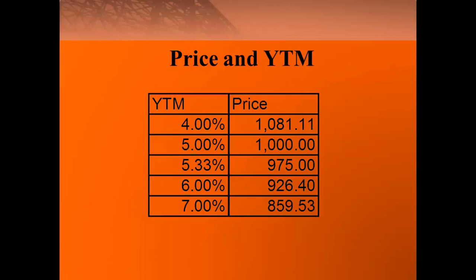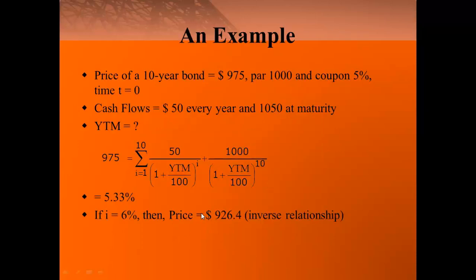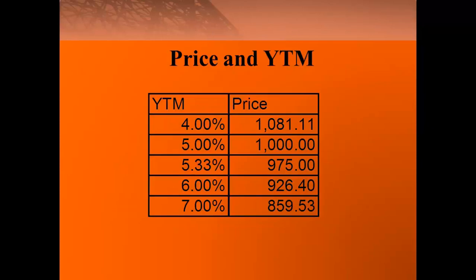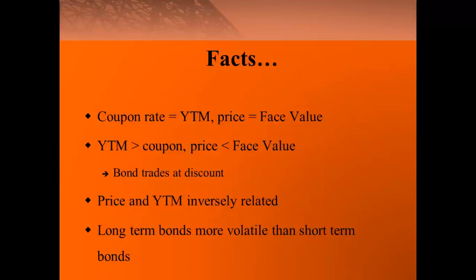Let's look at a table. The table here, well, this YTM of a bond can be easily found out in Excel. And as we see here, as the YTM of the bond goes up, the price of the bond goes down, and vice versa. So as the interest rates increase, price decreases, and vice versa.